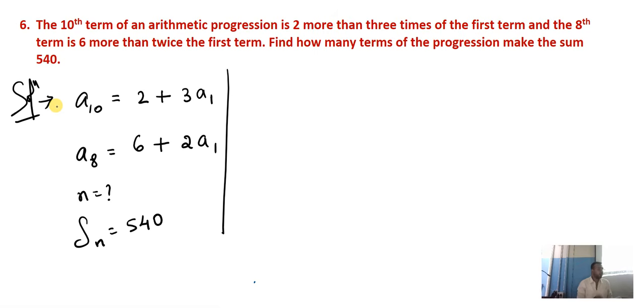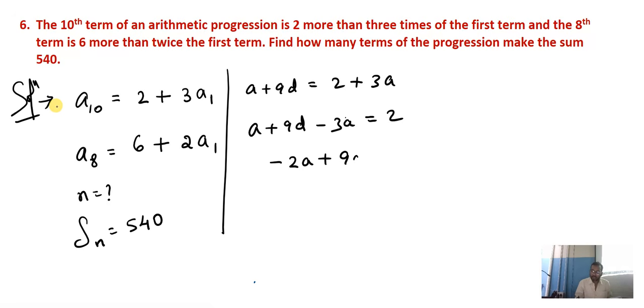Okay, first condition, A10. A10 can be written as A plus 9D is equal to 2 plus 3 into A1, and A1 is A only. A1 means first term. First term is A. Let me keep the A and D terms on one side. A as it is, plus 9D, plus 3A comes this side, minus 3A is equal to 2. Now, 1A minus 3A is minus 2A plus 9D is equal to 2. Equation 1.